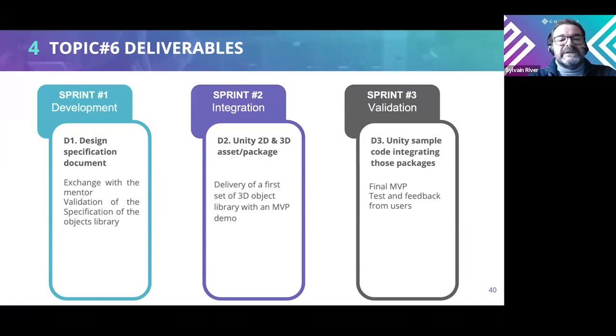And this has to be demonstrated with the first minimum viable product, so the first demo. And for sprint number 3, related to validation, we want a Unity sample code integrating those packages, showing the final MVP. We also want to have some test validation and feedback from real users.